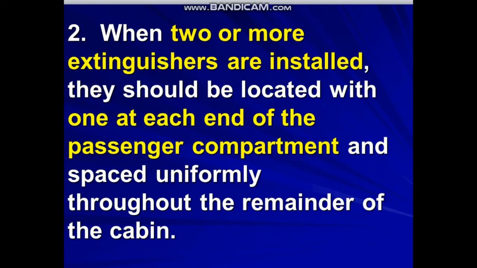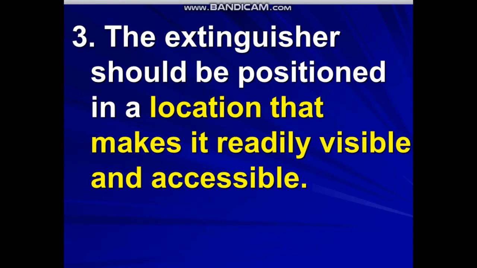The second item, when two or more extinguishers are installed, they should be located with one at each end of the passenger compartment and spaced uniformly throughout the remainder of the cabin. The third item, the extinguisher should be positioned in a location that makes it readily visible and accessible.